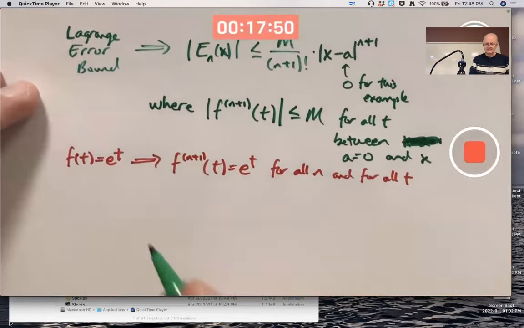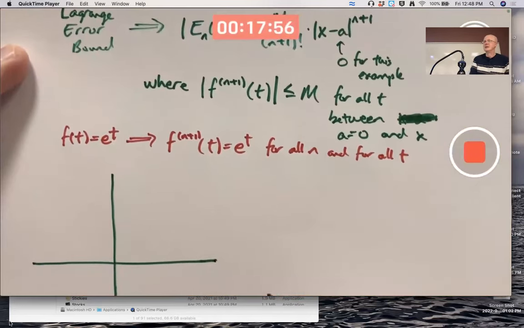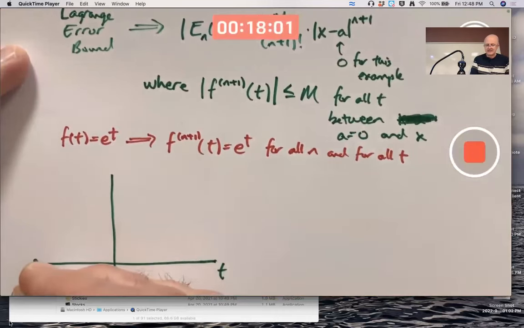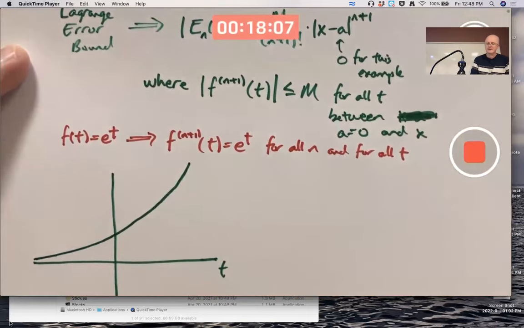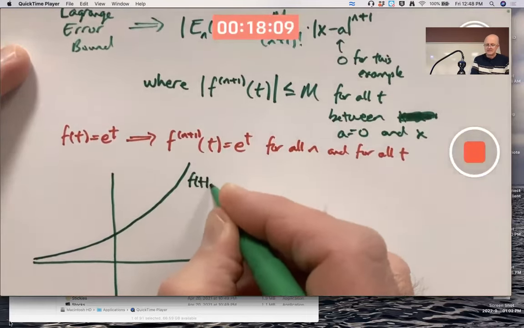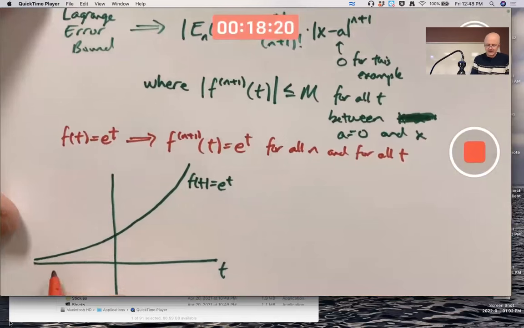Draw a picture. I'm going to graph the function e to the t. I'm going to label the horizontal axis with t. The graph of e to the t is your standard exponential growth function. This is f of t equals e to the t. What could I use for m if x happens to be negative? What if x is over here? There's a very simple number I could use for m, and here's a big hint of where it is.